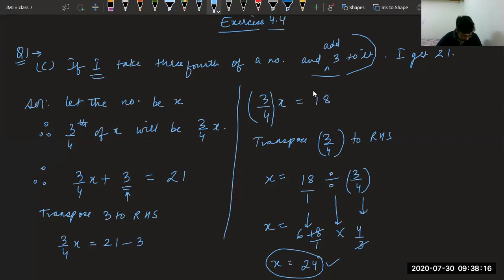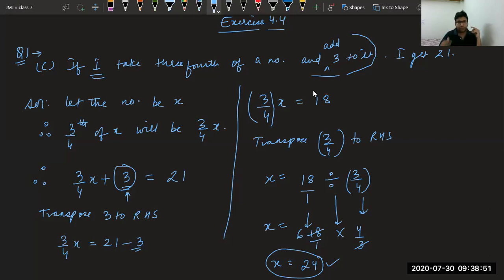Sir, how has 18 come? Beta, 18 has come because this 3, when it went to that side, it came as negative. 21 minus 3 means 21 gone, 20 gone, 19 gone. What is left? 18 is left. I hope now you got this. Yes, 21 minus 3 is 18. No issue, beta Lavya.